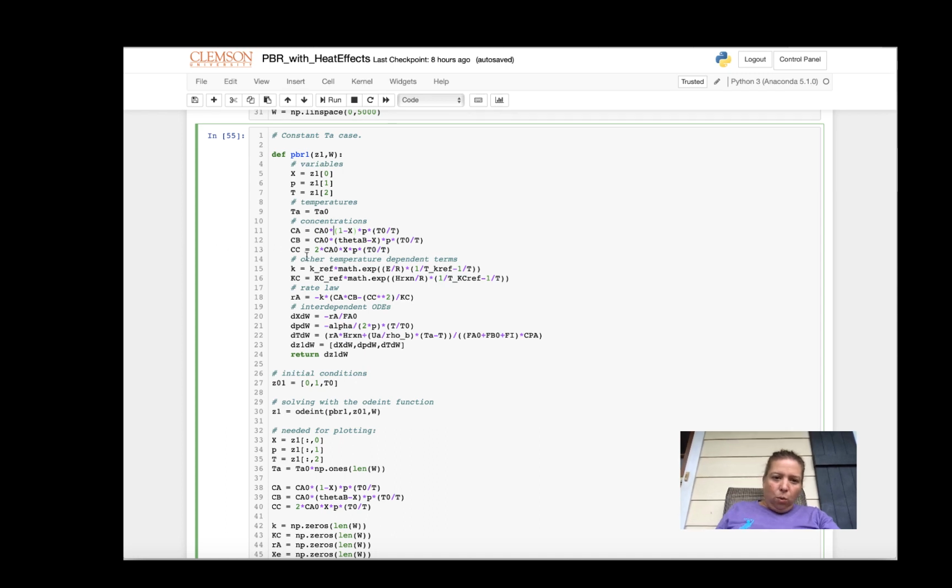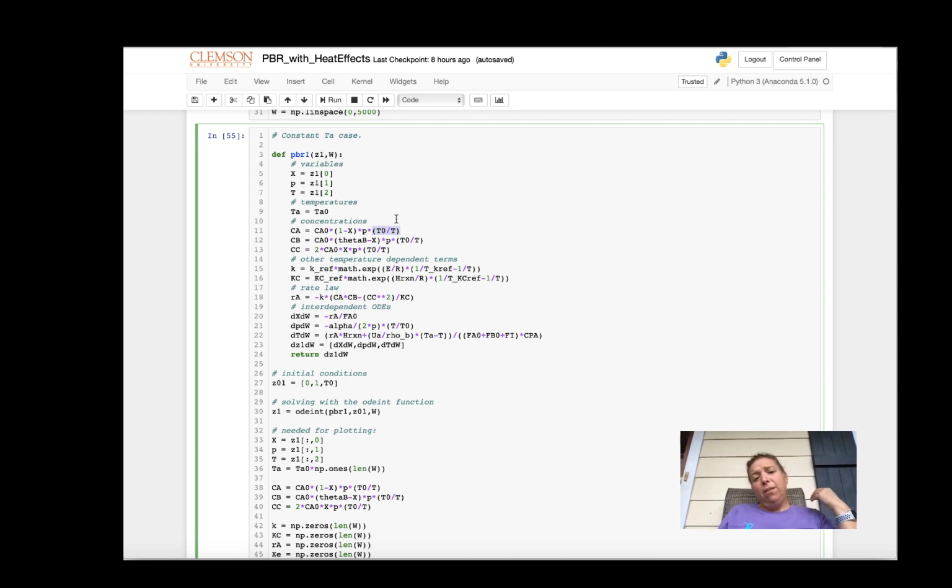One key thing to note, when I set up my concentration equations, the nice thing about this reaction, epsilon is equal to 0, so I don't have a change in volumetric flow rate. I do still have to account for the pressure drop by including this P term here, and then also, since I have a non-isothermal reactor, all of these have this T naught divided by T term on them.